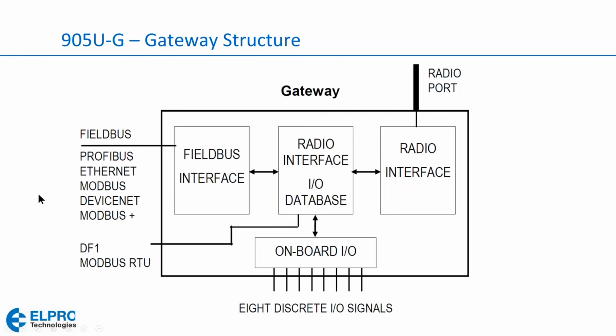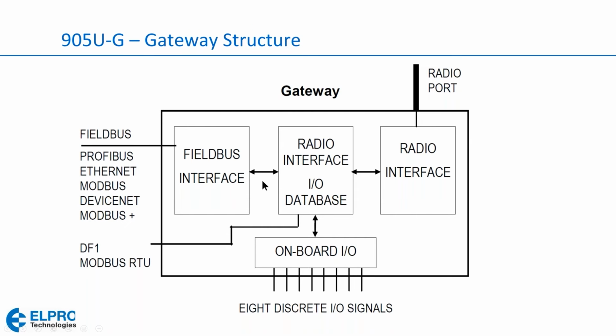Okay, inside of the 905U-G, this is what the structure of the radio looks like. So you've got the actual radio circuit board, obviously connected to the antenna, and then we have this radio interface and the I/O database, which is connected to the onboard I/O, the 8 discrete signals that we just mentioned there. Then we have a separate circuit board that does the field bus interface. And this field bus interface for the ET1 variant of the 905U-G, as I mentioned, is Modbus TCP or Allen Bradley's Ethernet IP protocol.